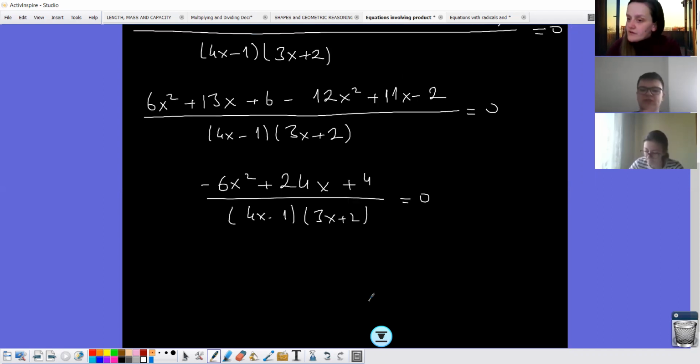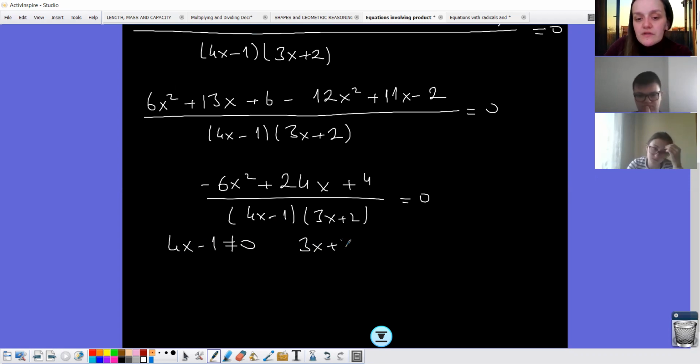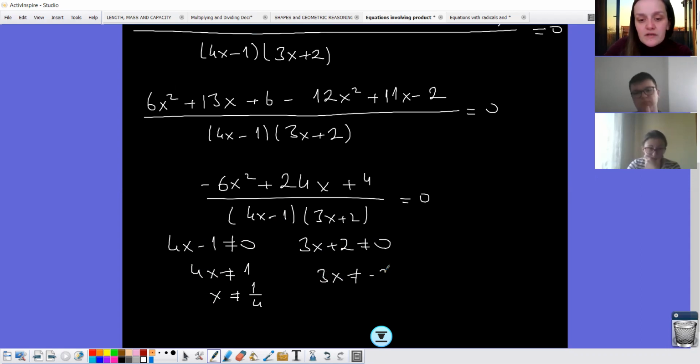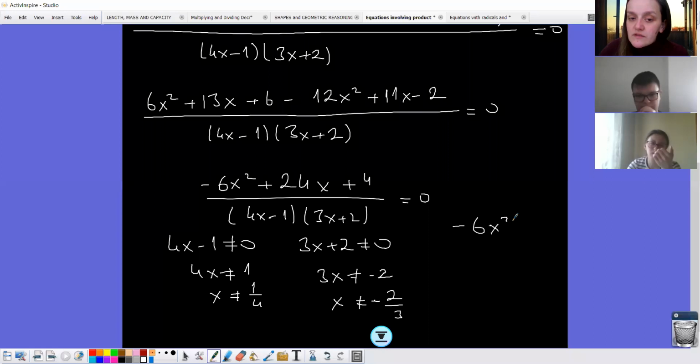First, we find what x cannot be. We will say that 4x minus 1 cannot be 0, 3x plus 2 cannot be 0. Then 4x cannot be 1, x cannot be 1 over 4. 3x cannot be minus 2, and x cannot be minus 2 over 3. These are the values that x cannot take. Now I am taking the numerator, minus 6x squared plus 24x plus 4 is equal to 0.